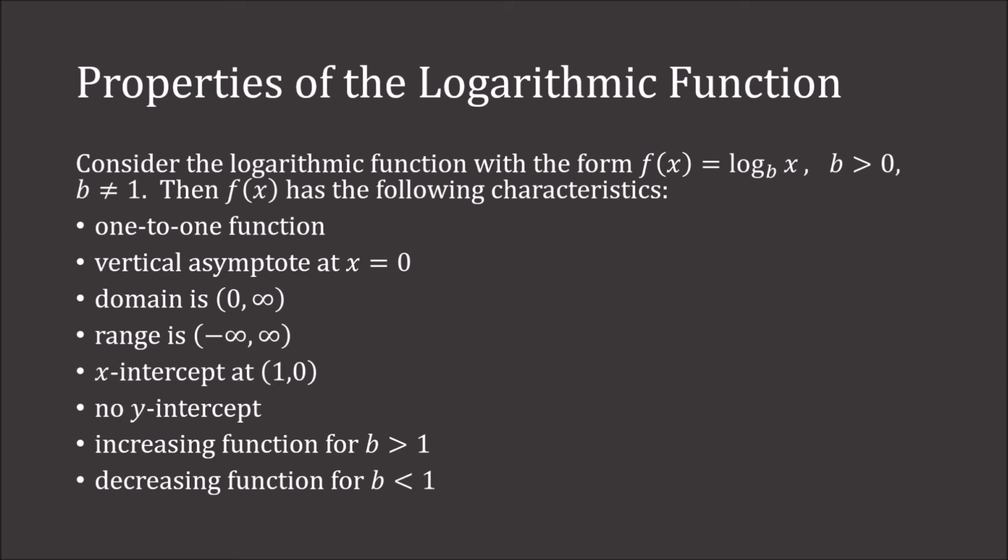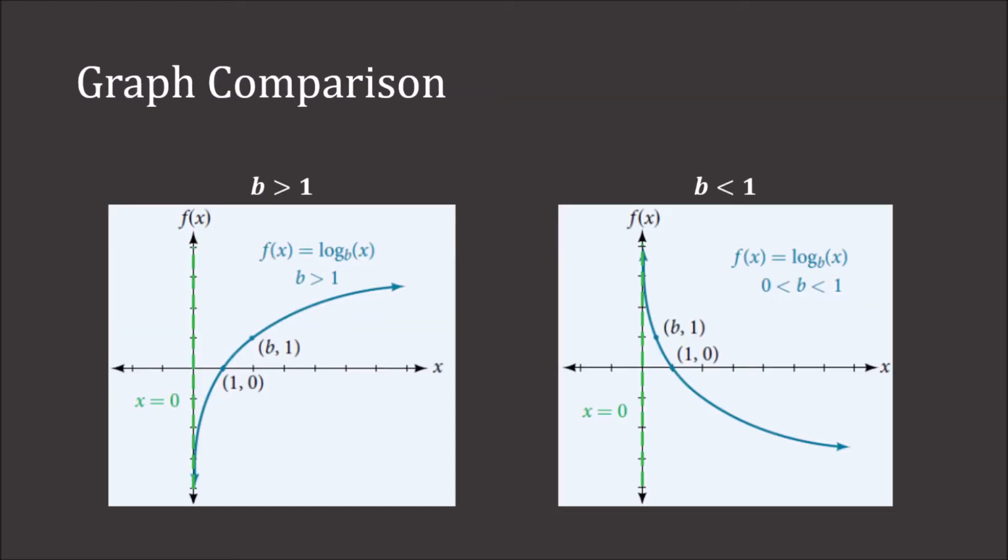So here's a comparison of two graphs. One where b is greater than 1, one where b is less than 1. We can see that in the case of b larger than 1, it is strictly increasing. In the case of b less than 1, it is strictly decreasing.